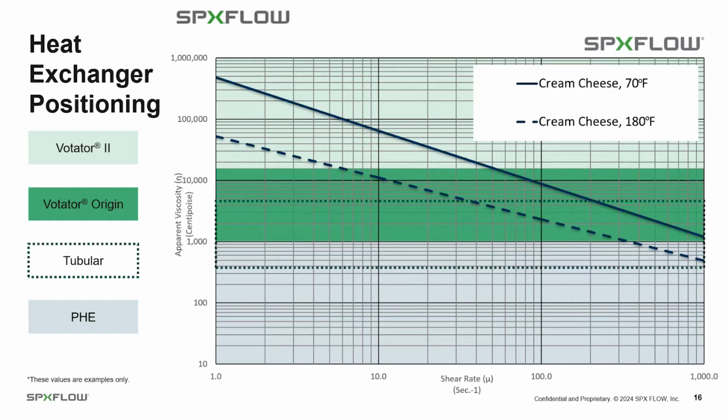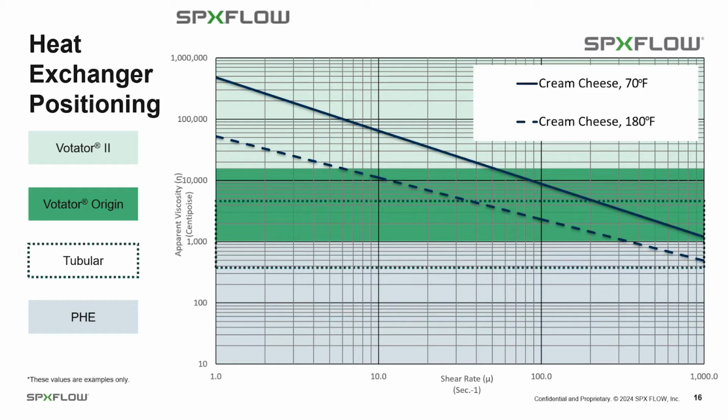But I want all of us to take a look at that solid line, which is cream cheese at room temperature, or 70 degrees Fahrenheit. And then when the cream cheese is at a warmer temperature, say 180 degrees Fahrenheit, you can see that the viscosity drops in comparison to cooler temperatures.